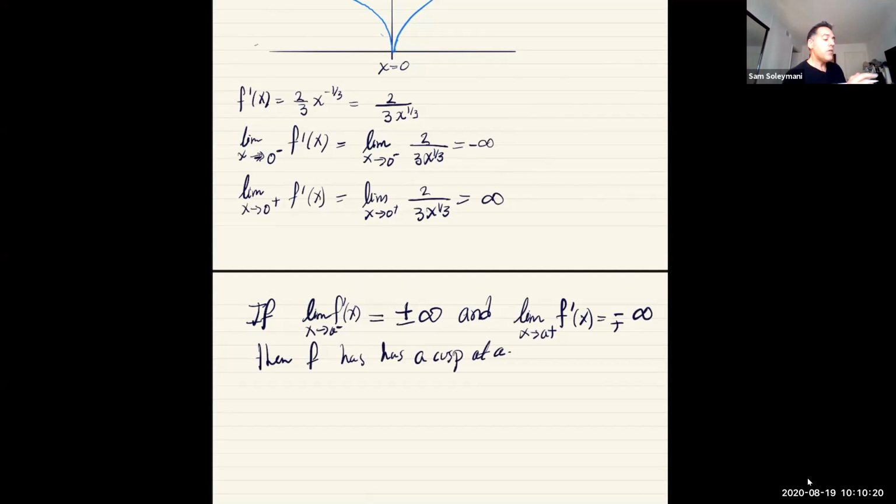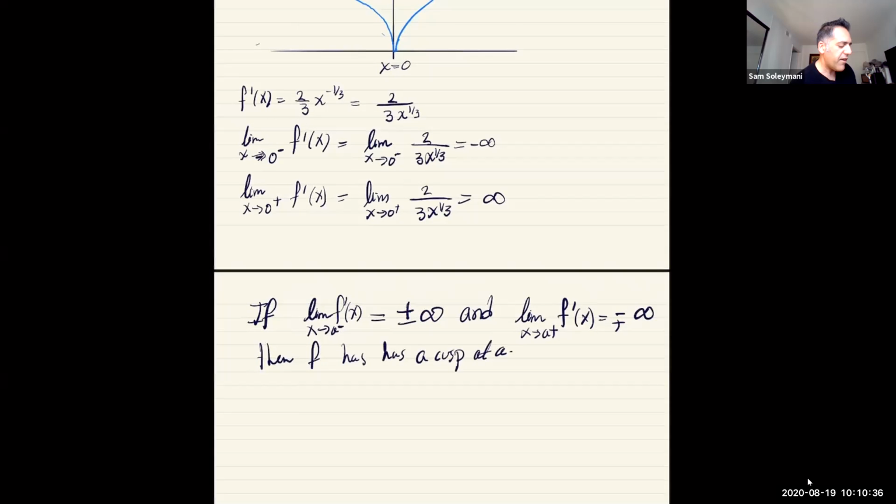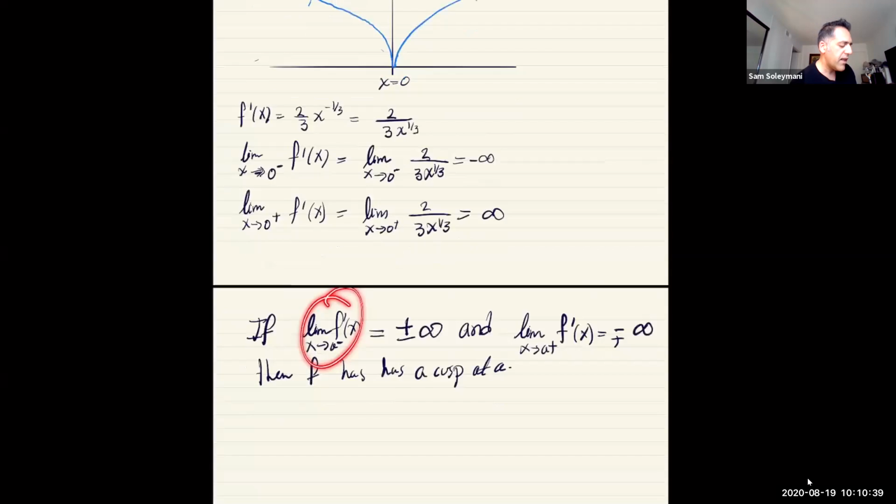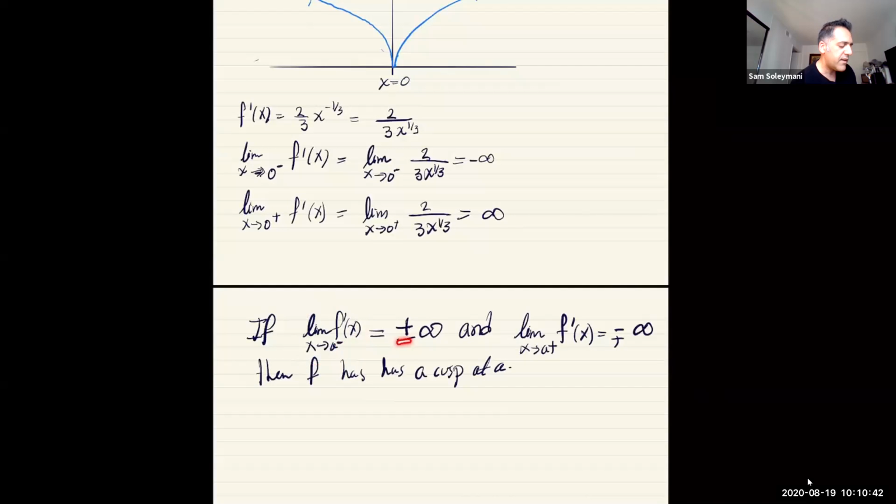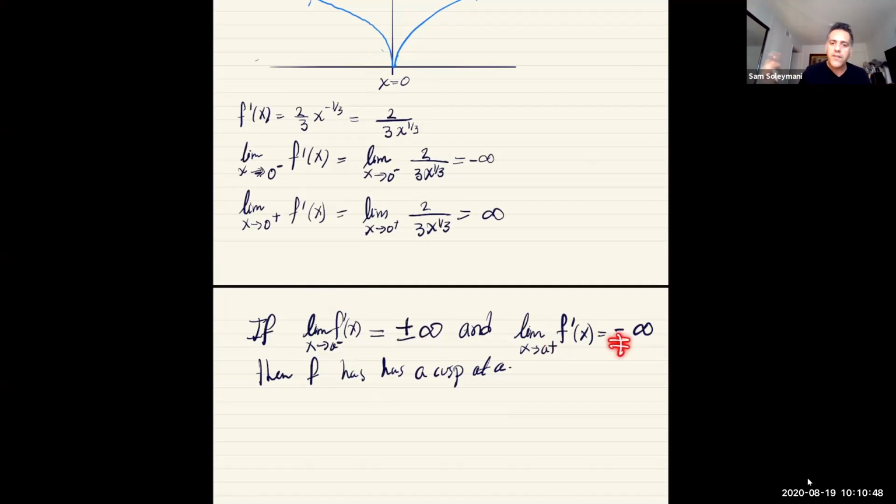Okay? So the way this reads is, if f prime goes to positive infinity on one side and f prime goes to negative infinity on the other, it has a cusp. Or if f prime from the left of a goes to negative infinity and from the right side goes to positive infinity, different infinities, then there's a cusp. Different infinities for f prime.